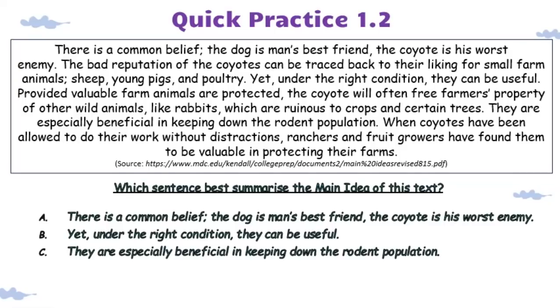B. Yet under the right condition, they can be useful. So here it says that the coyote, if treated right, can actually help farmers. C. They are especially beneficial in keeping down the rodent population. So this particular information is very specific. This is one of the uses of coyotes by farmers or ranchers or fruit growers.